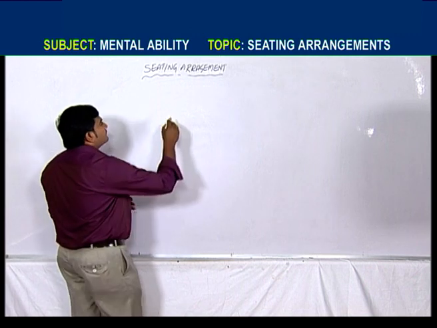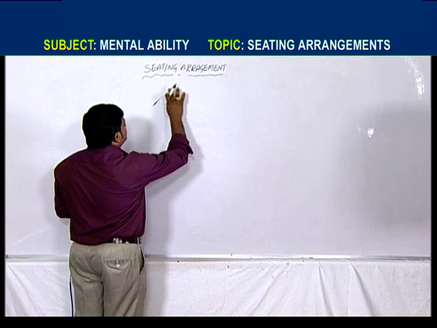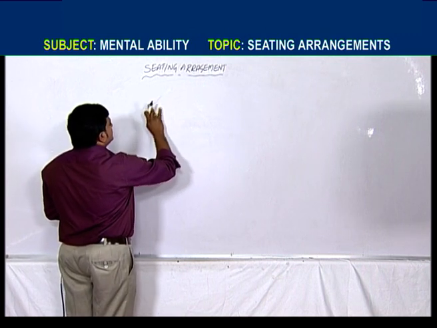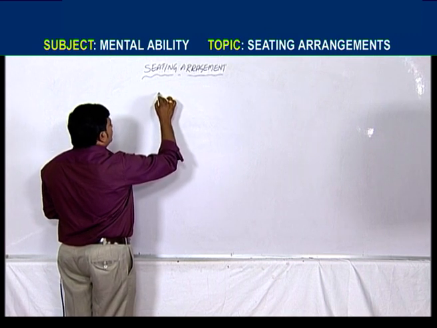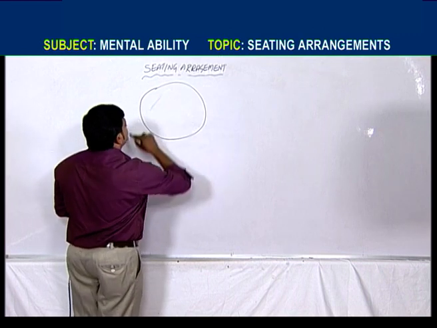Total how many are there? 8 objects are there. Whenever he mentions 8 objects, the 8 objects can be taken as follows. See, the objects are like this. Anyhow, some questions will be given, we will take some questions also.